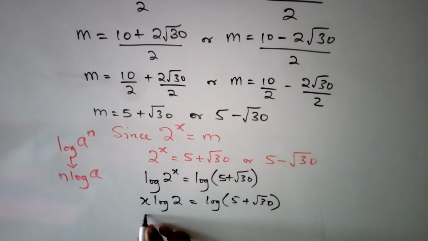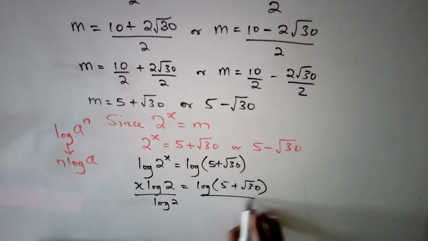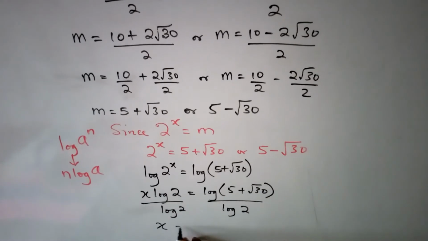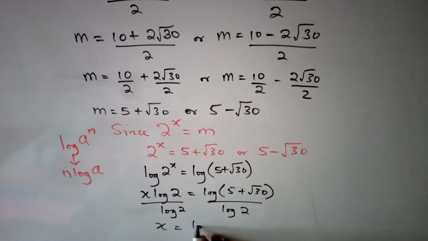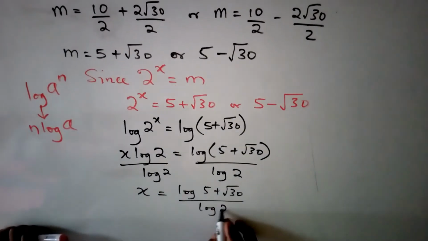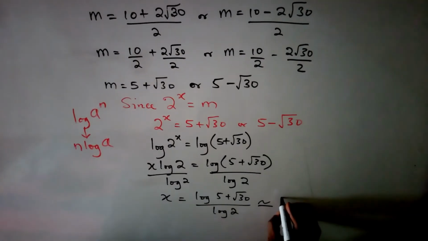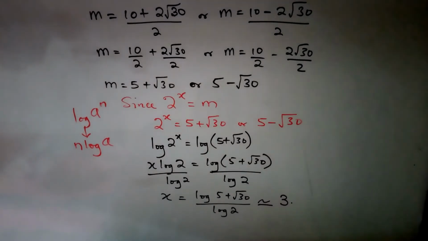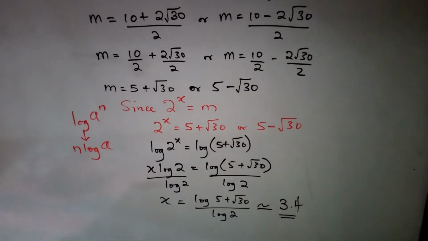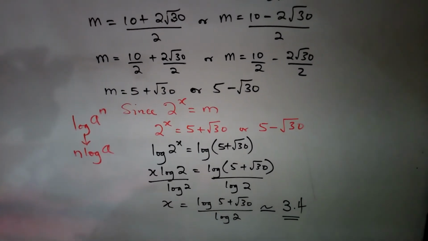So finally we have x. We can divide both sides of the equation by log 2. This takes care of that. X will be equal to log of 5 plus root of 30 over log 2, which is approximately equal to... we have to also go on to look for the other value of x. So let's take a look at that one.